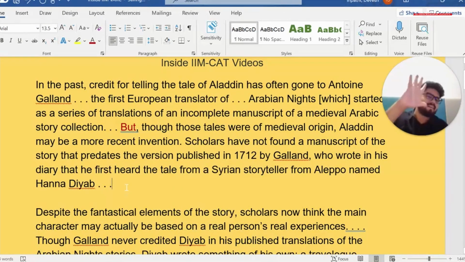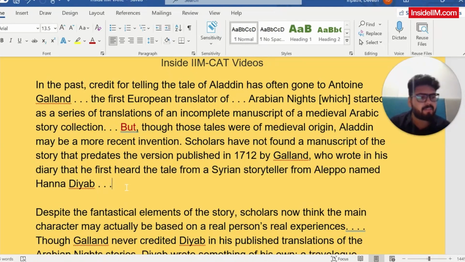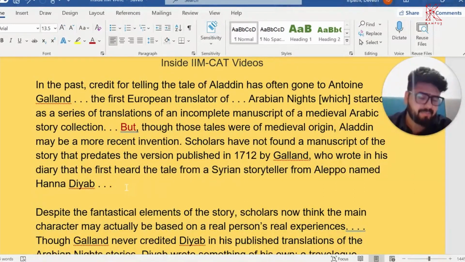So basically, CAT RCs are always structured in such a way that a particular emphasis, or a particular set of ideas, is mentioned in the first paragraph. A brief explanation is given about it, and then a contradictory set of ideas is brought up.